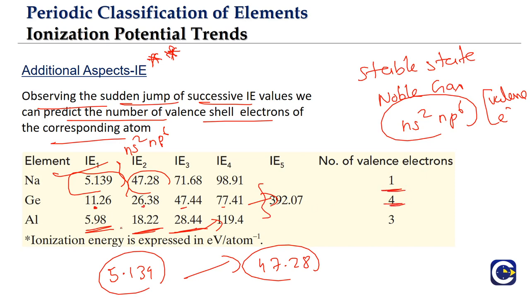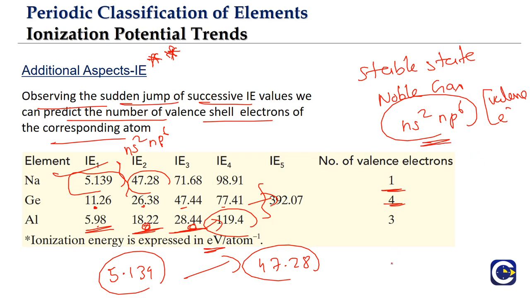You see the case of aluminum. One electron we removed, second electron we removed, third electron we removed. For the removal of the third electron, how much energy are we spending? 28.44 electron volt. But after the removal of the third electron, when we go to the fourth, what is the jump we see here? 119 suddenly, 119.4. It means it is requiring a large amount of energy to remove that fourth electron. It means after the removal of 3 electrons, we should have come to a stable structure.